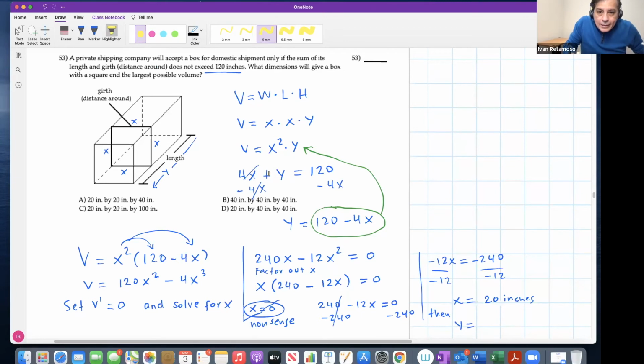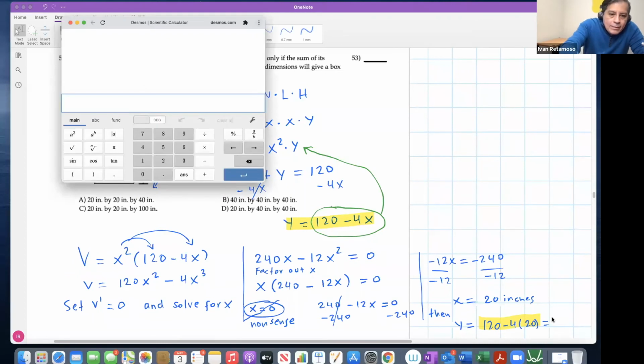From the constraint here, we got this for y, right? y is equal to 120 minus 4x. So use that here, right? 120 minus 4 times x, but x we just found out is 20. So compute this, and this should give you the value of y, such that the volume of the box is maximum, or maximal if you want to say it that way.